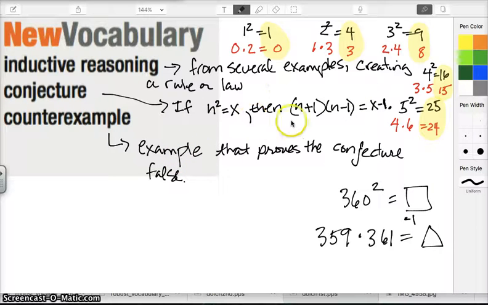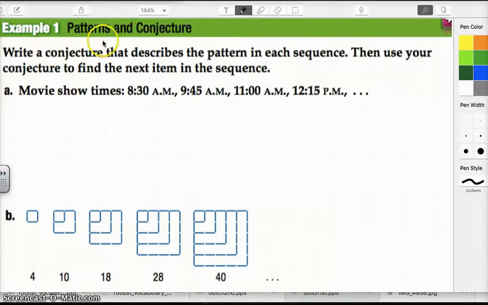The fact is, I think this conjecture is true, so I can't prove it false, but you'll see that we'll do that in another couple of minutes when we look at some examples. So here we are. We're going to start looking at patterns of things and talk about conjecture. So we're going to write a conjecture that describes the pattern in each sequence, then use your conjecture to find the next item in the sequence.